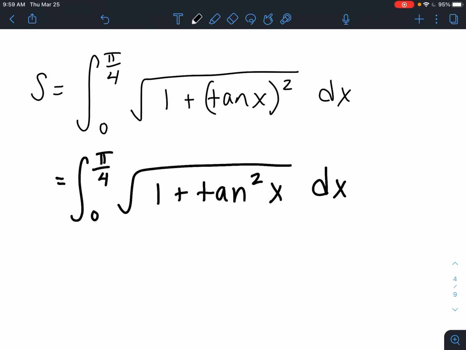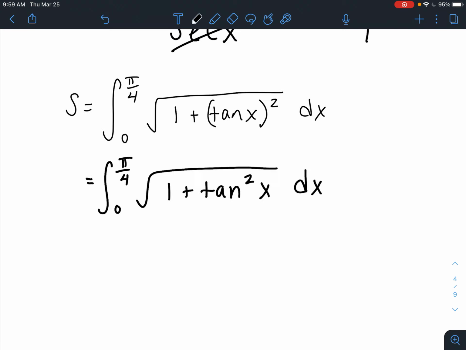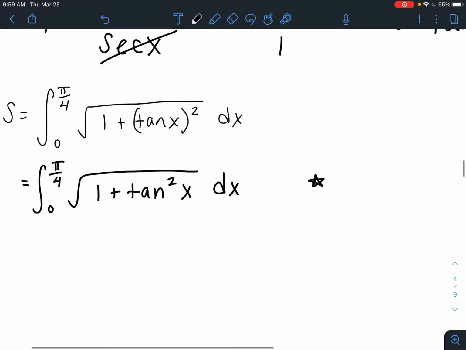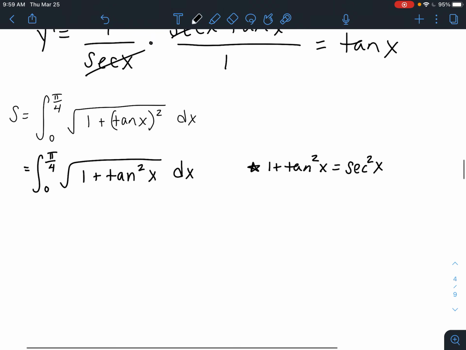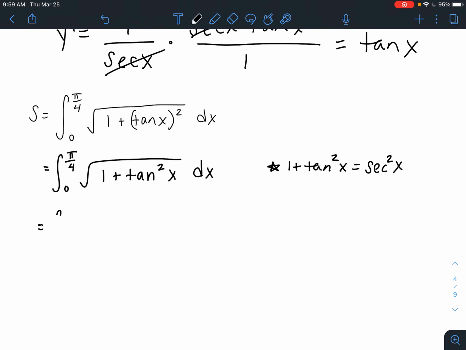So 1 plus tangent squared should hopefully bring up the idea of the Pythagorean identities. It looks a little bit like the Pythagorean theorem. We know that 1 plus tangent squared of x equals secant squared of x, and that comes from sine squared plus cosine squared equals 1, where you divide everything by cosine squared. So I'm going to exchange that 1 plus tangent squared for secant squared of x, because those are equivalent.